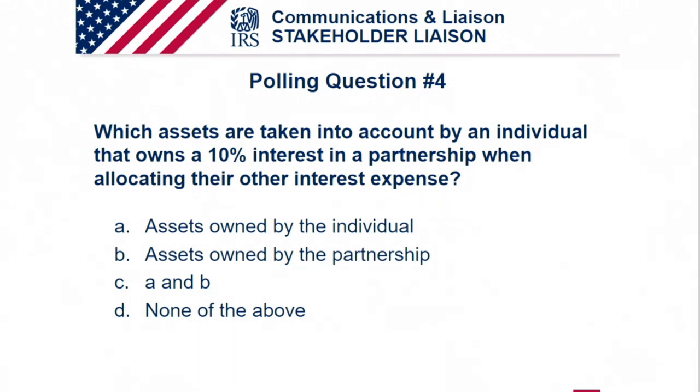I'm going to read that one more time. Which assets are taken into account by an individual that owns a 10% interest in a partnership when allocating their other interest expense? Is it A, assets owned by the individual, B, assets owned by the partnership, C, A and B, or D, none of the above? Take a moment to click the radio button that best answers the question, and I'll give you guys a few more seconds to make your selection.